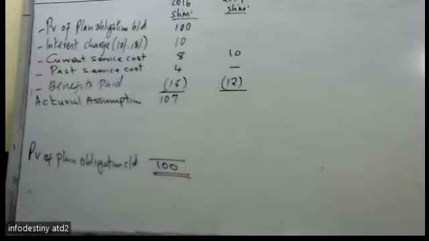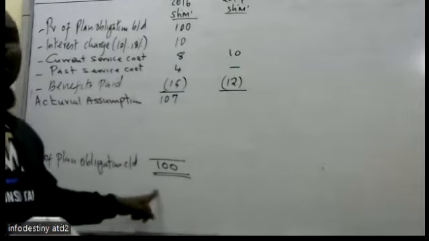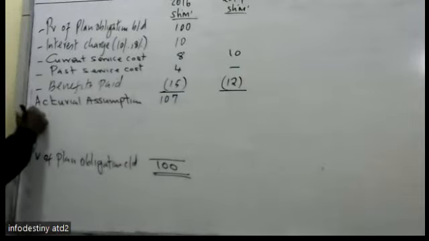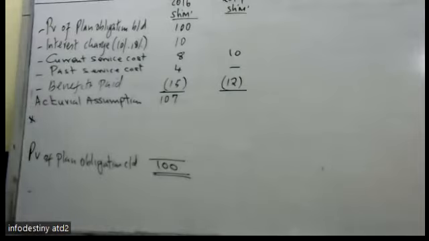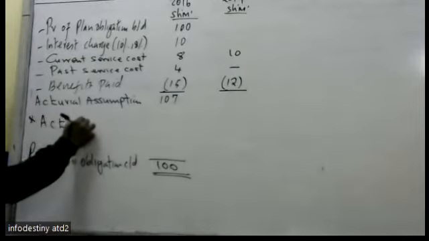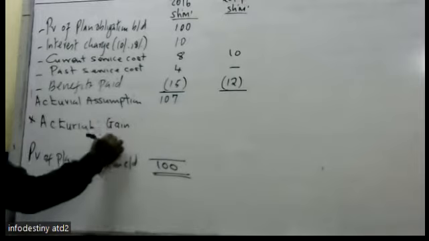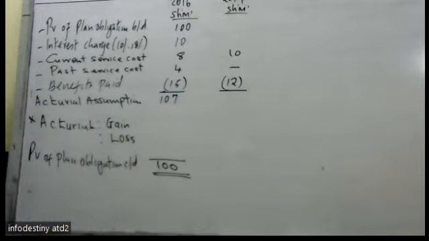So the projected value was 107. Actual outcome, 100. The balancing figure: now, here we do what we call remeasurement. So upon remeasurement, you will report actuarial, either it will be a gain or what? A loss. So can you tell me, have we lost or have we gained? We have gained, because the obligation has gone down.